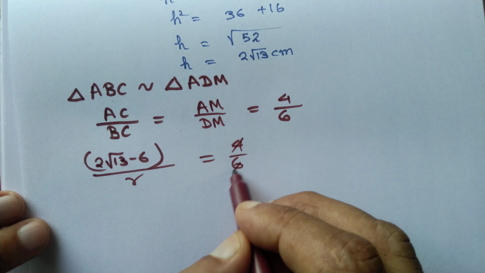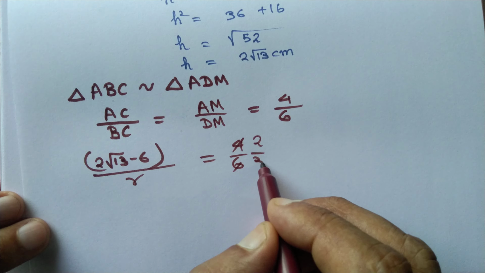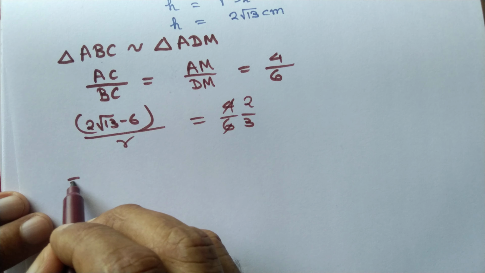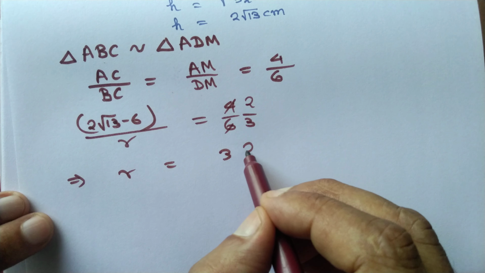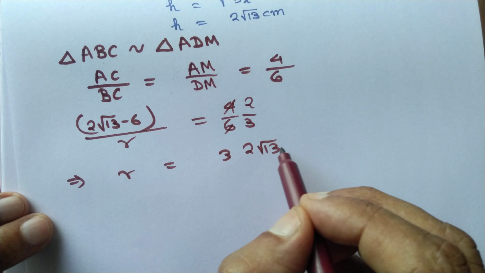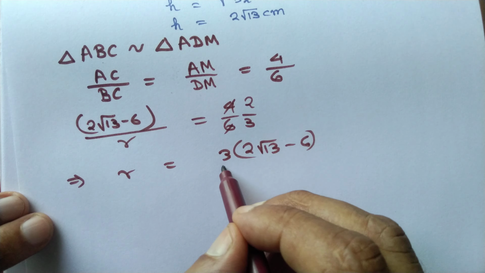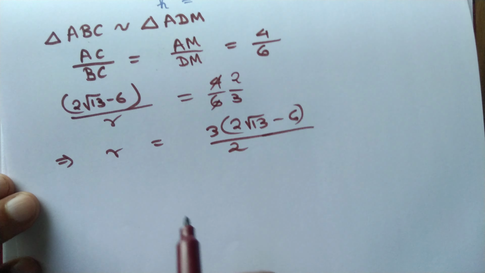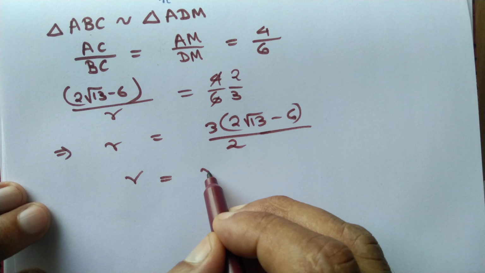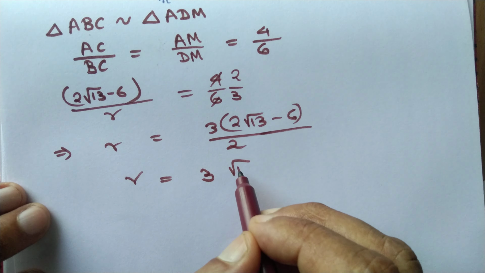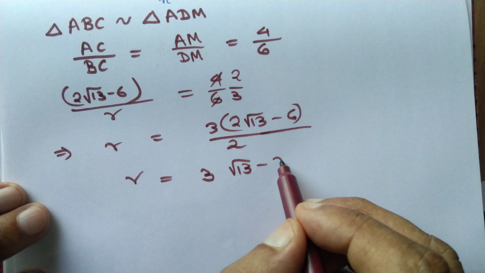We can cancel by 2 out, and thus r turns out to be 3 times 2 root 13 minus 6 divided by 2. Here we can cancel 2 out as well, and r equal to 3 times root 13 minus 3.